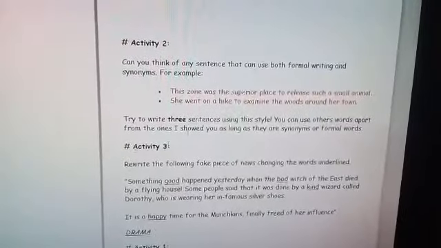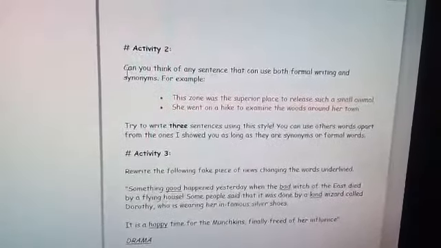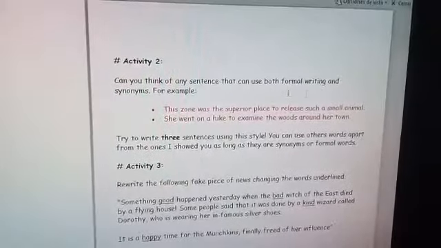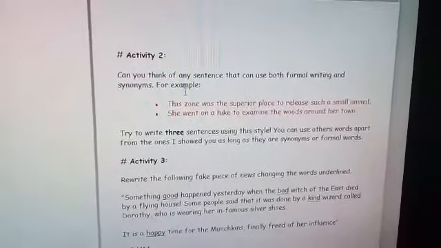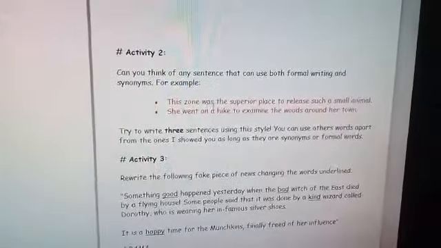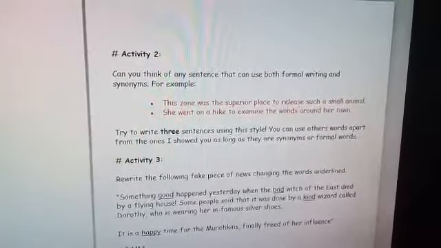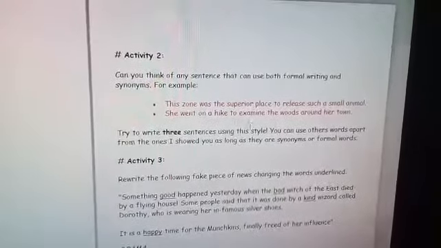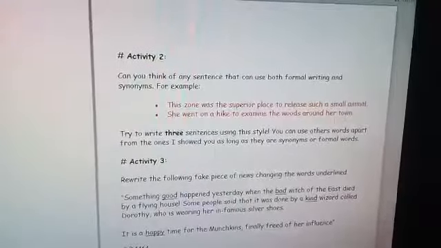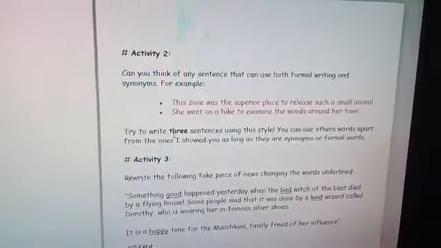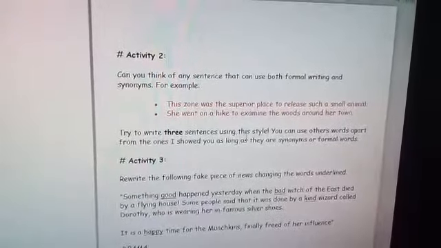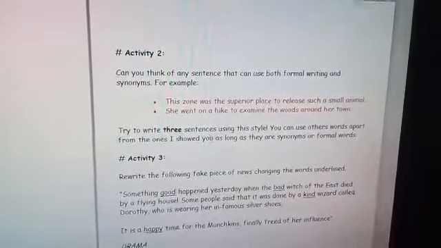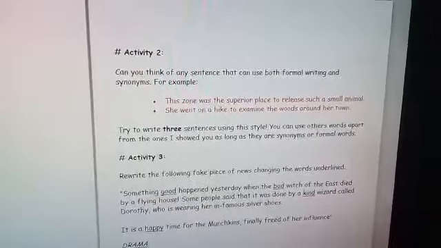Okay. For the second activity, can you think of any sentence that can use both formal writing and synonyms? For example, this zone was the superior place to release such a small animal. She went on a hike to examine the woods around her town. Try to write 3 sentences using this style. You can use other words apart from the ones I show you as long as they are synonyms of formal words.